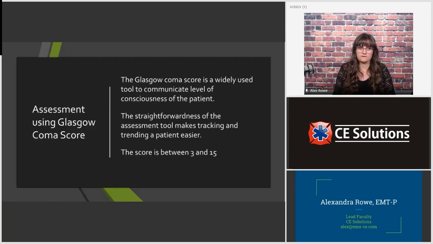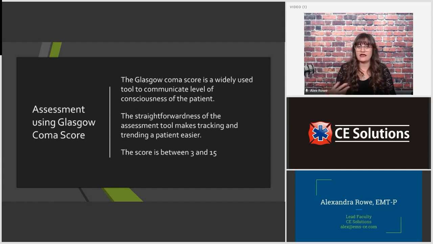When we use the Glasgow Coma Score, you just kind of have to have that chart memorized, right? I've been in EMS for quite a while now, and I have that chart memorized. We use it all the time, regardless of whether it's a medical patient or a trauma patient. We do that.